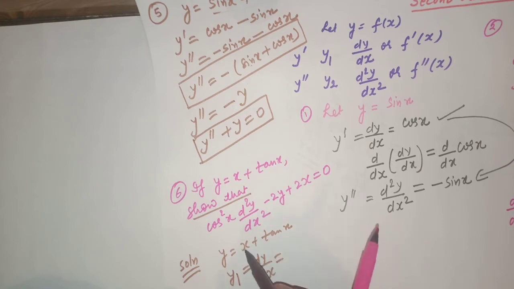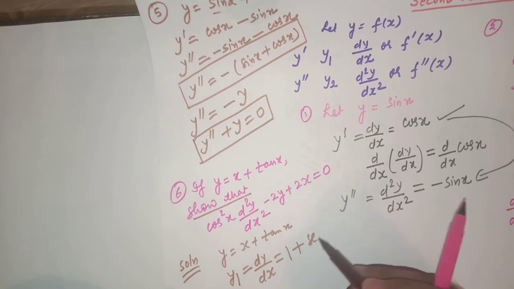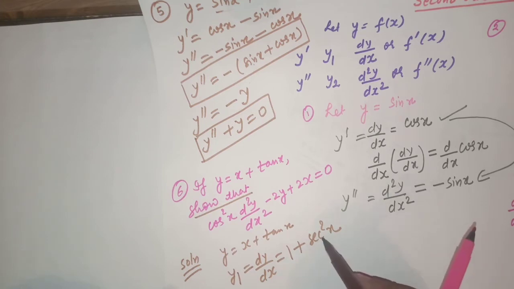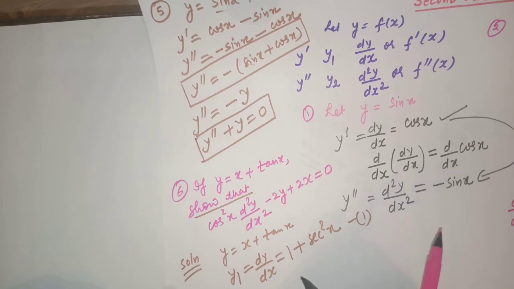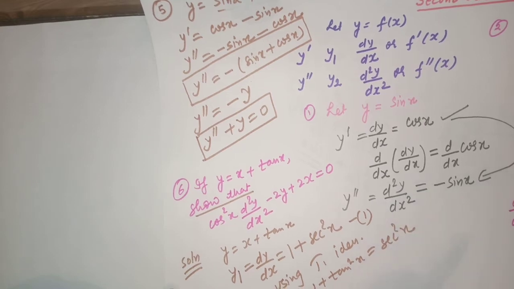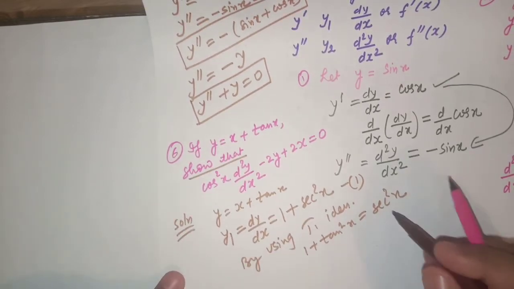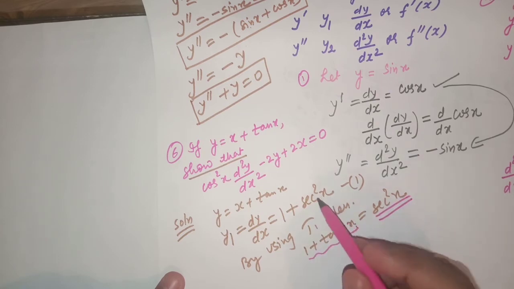So what we will get? The derivative of x is 1 and the derivative of tan x is secant square x. Clear? This is, say, equation number 1. Now by using a trigonometric identity, we have 1 plus tan square x equal to sec square x. Clear? Now we substitute this value of sec square x in equation 1.